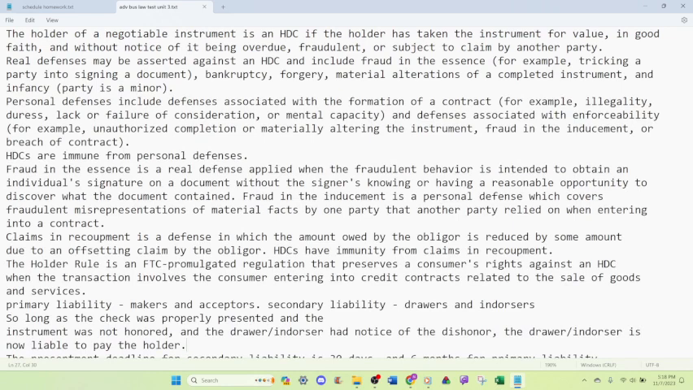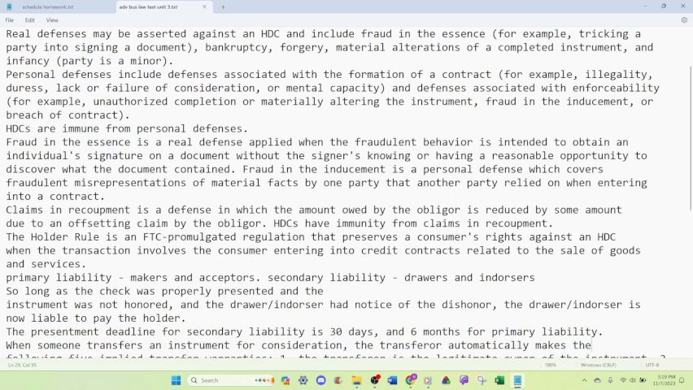The holder of a negotiable instrument is a holder in due course if the holder has taken the instrument for value, in good faith, and without notice of it being overdue, fraudulent, or subject to claim by another party.